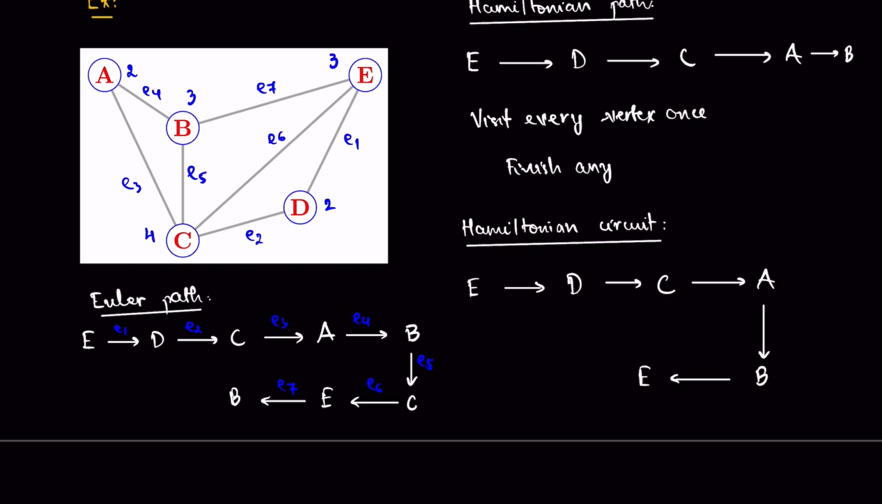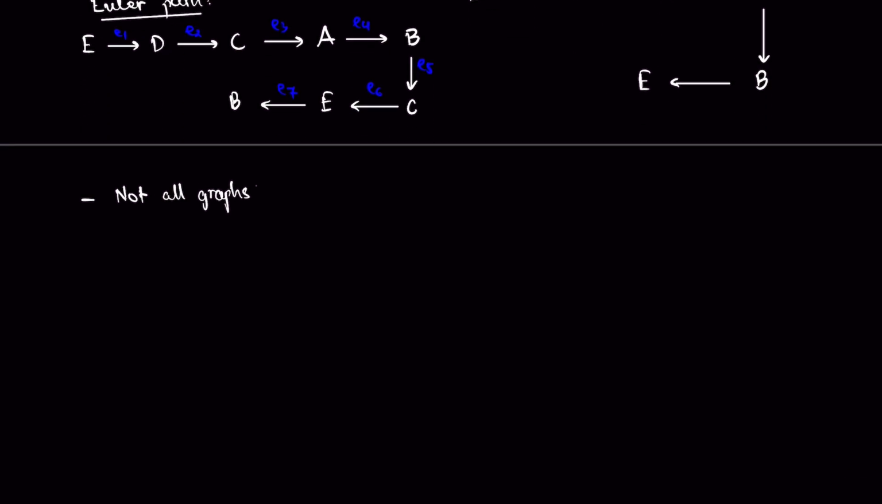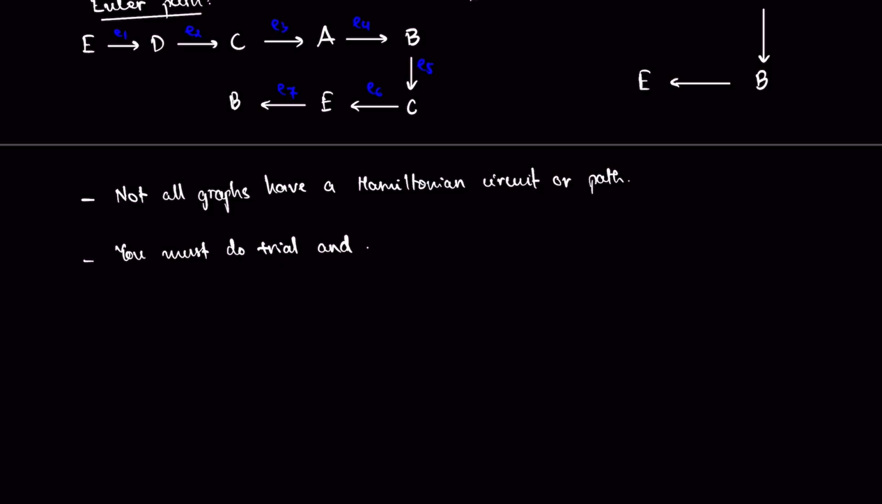So here are the remarks that I would like to give. One remark is that not all graphs have a Hamiltonian circuit or path. The second remark is that you must do trial and error to determine if there exists a Hamiltonian path or circuit.